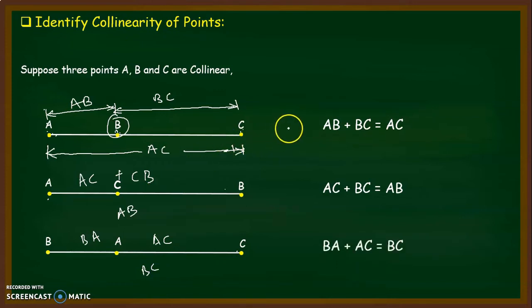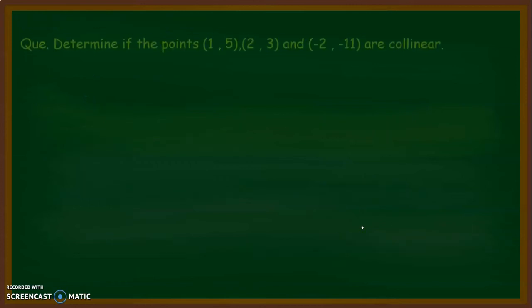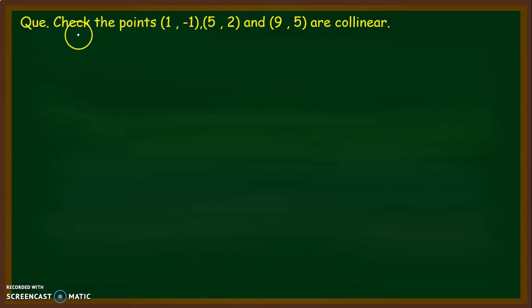If any one of these three conditions is satisfied, then we can say points A, B and C are collinear. If AB plus BC equals AC, points A, B, C are collinear and point B will be the midpoint. If the second condition is satisfied, C will be the midpoint, and if the third condition is satisfied, A will be the midpoint. So let's solve a question based on the collinearity of points.